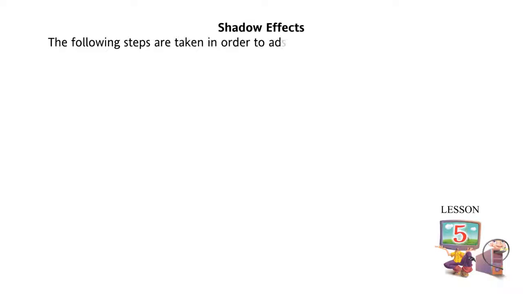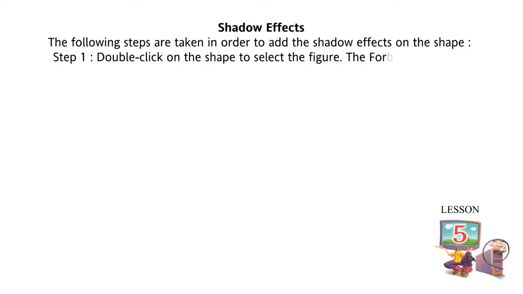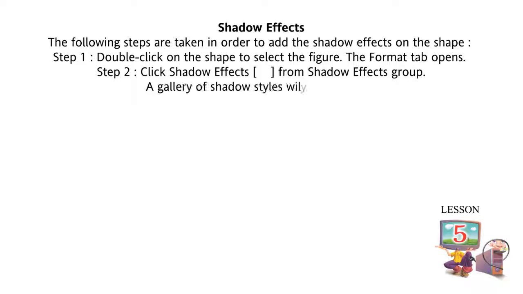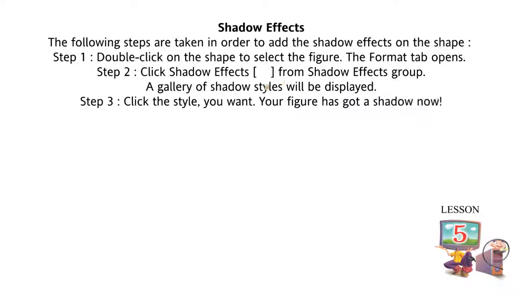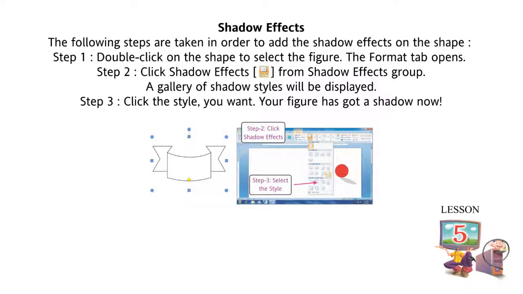Shadow Effects. The following steps are taken in order to add the shadow effects on the shape. Step 1. Double-click on the shape to select the figure. The Format tab opens. Step 2. Click Shadow Effects from Shadow Effects group. A gallery of shadow styles will be displayed. Step 3. Click the style you want. Your figure has got a shadow now.